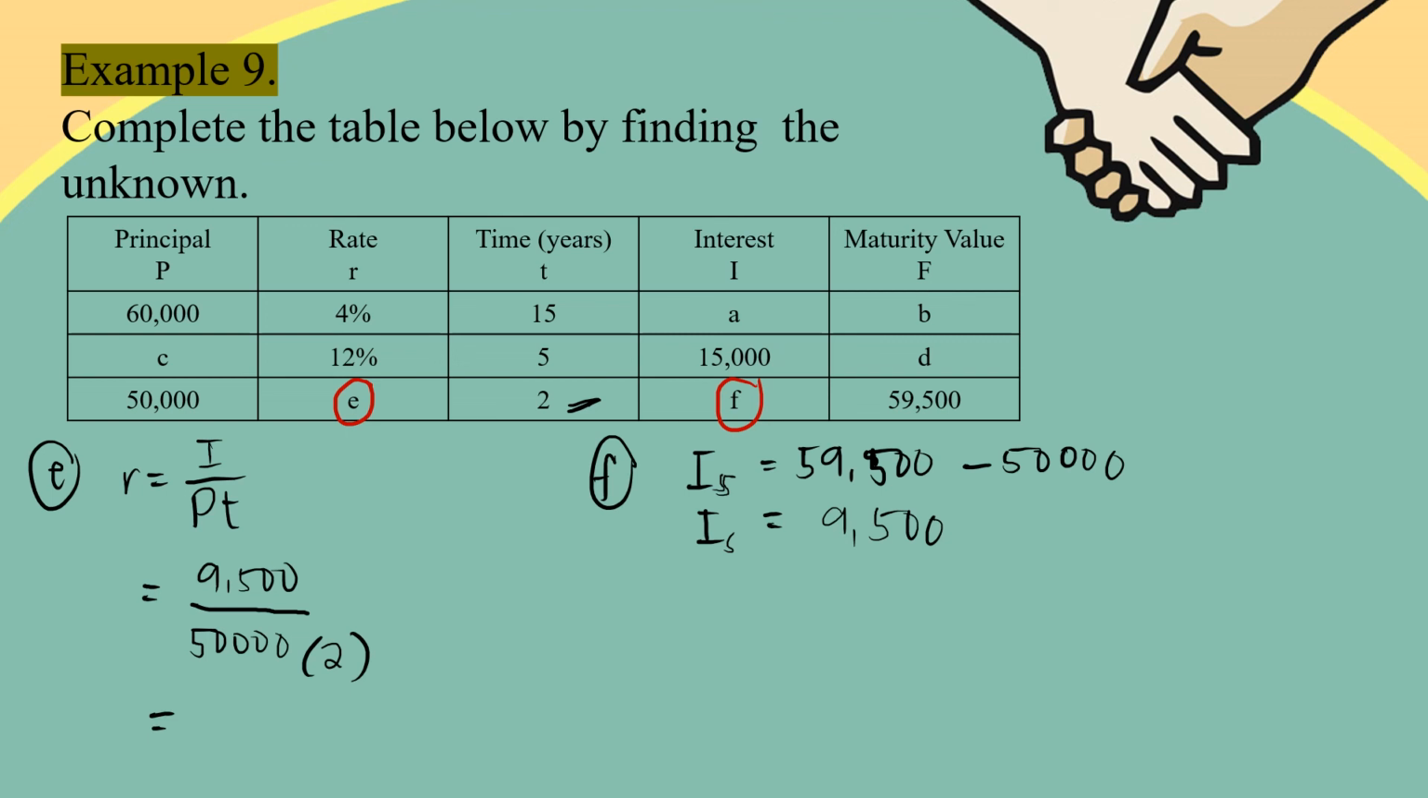So, ang makukuha natin dyan ay 0.095 or times natin yan into 100 or move tayo ng dalawa. So, nandito yung ating point. So, equal yan kay 9.5%. So, yun yung ating interest rate, 9.5%.